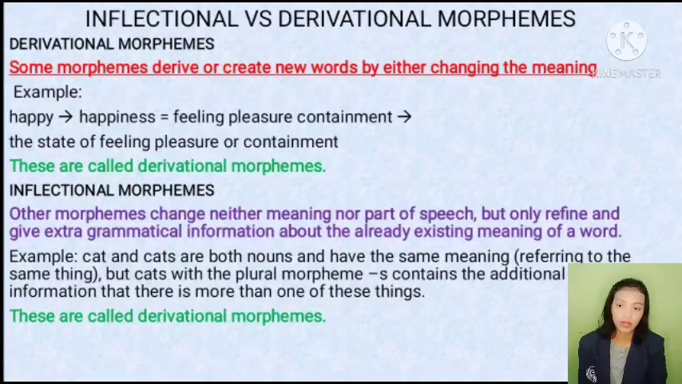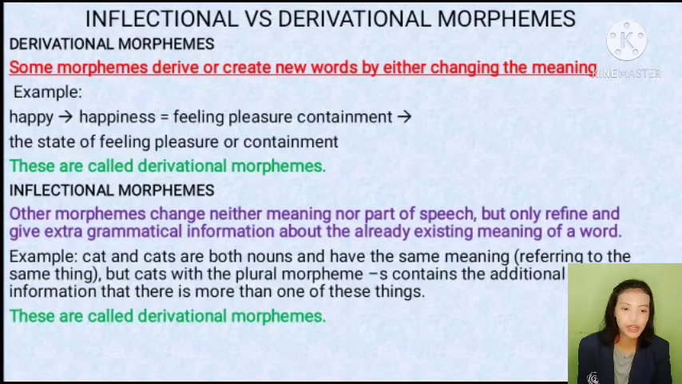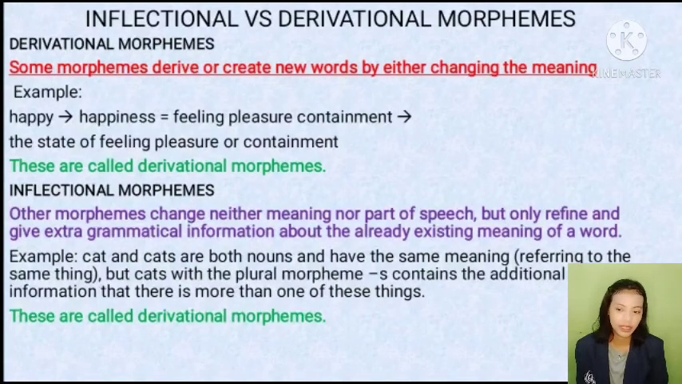The fourth one, I would like to explain the inflectional versus derivational morphemes. First, derivational morphemes: some morphemes derive or create new words by changing the meaning. For example, happy became happiness, meaning the state of feeling pleasure or contentment. Thus, all of these words are called derivational morphemes.